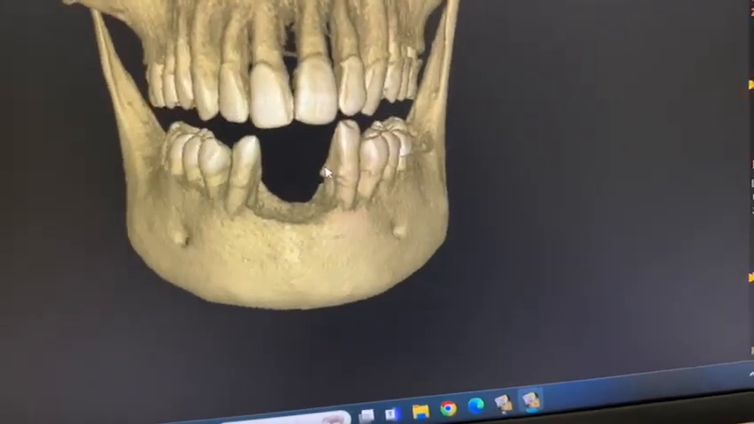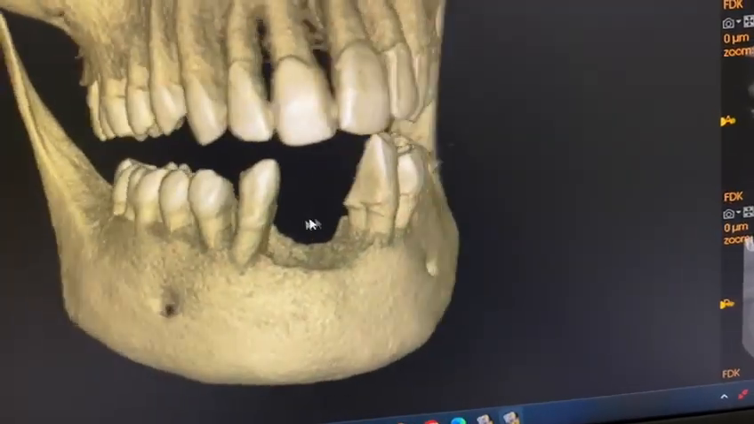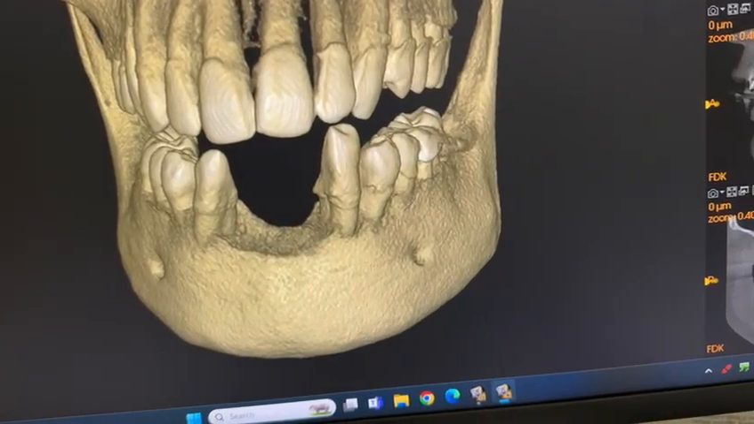This patient's lower anterior, we are planning for rehabilitation, canine to canine. Both these canines are mobile. The anterior tooth automatically fell off. We will see the cross section.